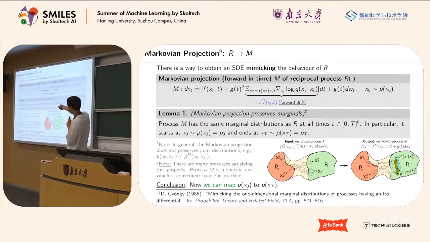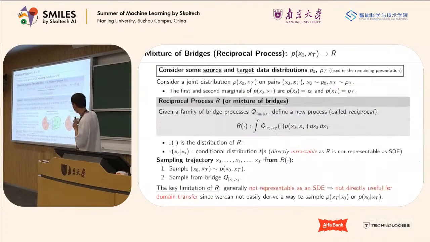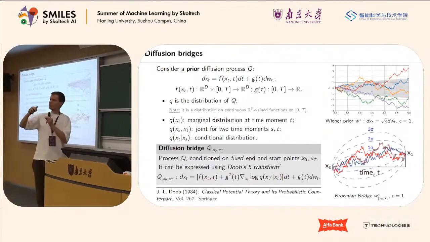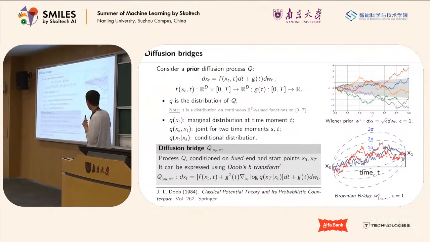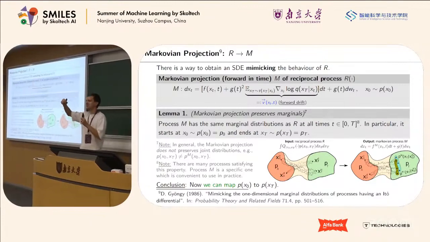We need the drift of the original process plus some delta, and this delta is defined by the expectation of the endpoint of our reciprocal process given our current point, but of this term. And what is this term? This term is the same as appearing in the Doob's h-transform, so the drift of the bridge process. How to interpret this? For all bridge processes, you have some drift, and when you do Markovian projection, you kind of average the drifts of all processes which go through this point. This is the same as in flow matching.